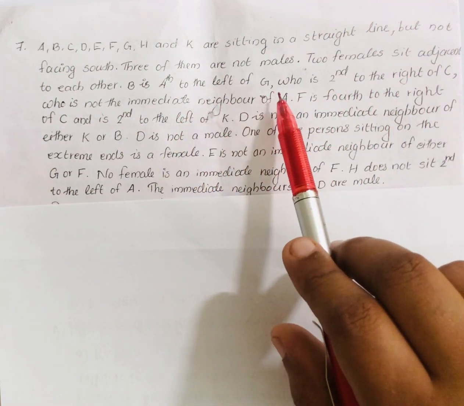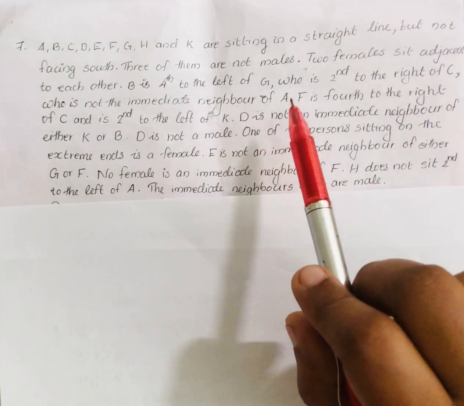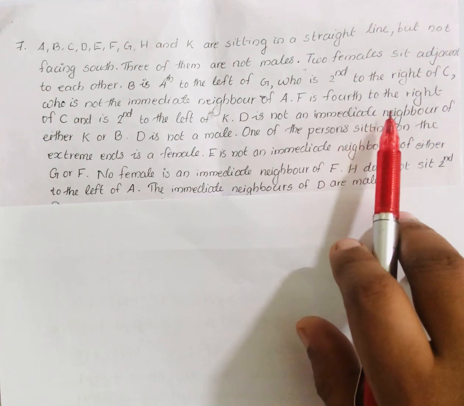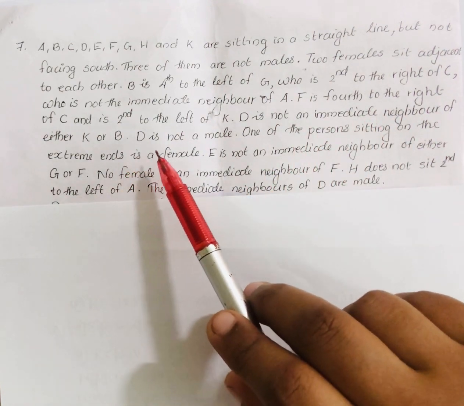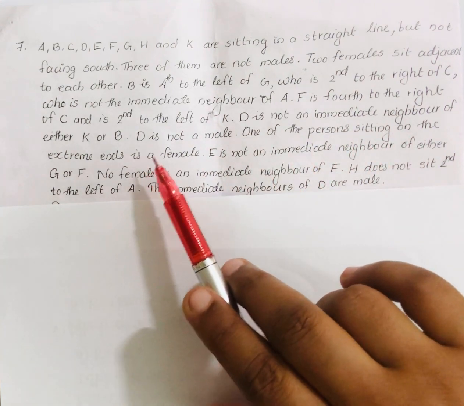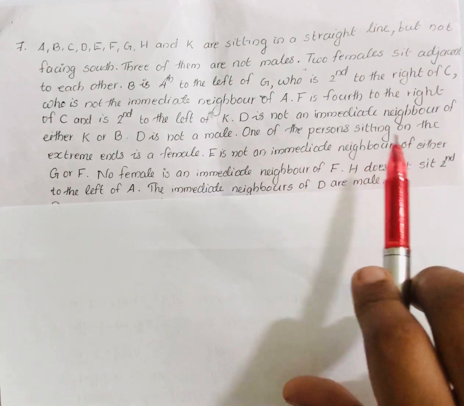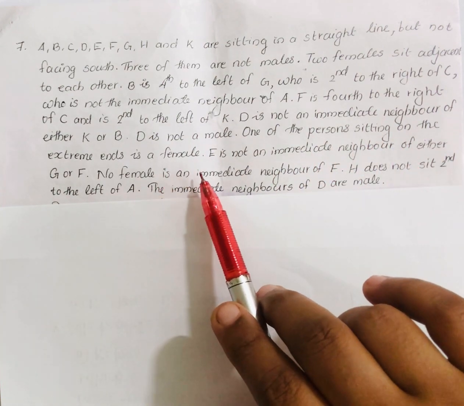D is 4 to the left of G, who is second to the right of C, who is not an immediate neighbor of A. F is 4 to the right of C and is second to the left of K. D is not an immediate neighbor of either K or B. D is not a male. One of the persons sitting on the extreme end is a female.